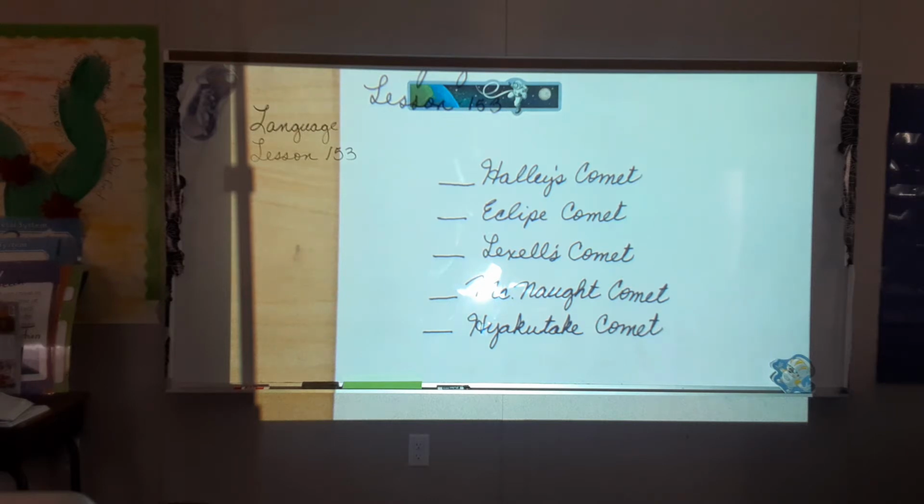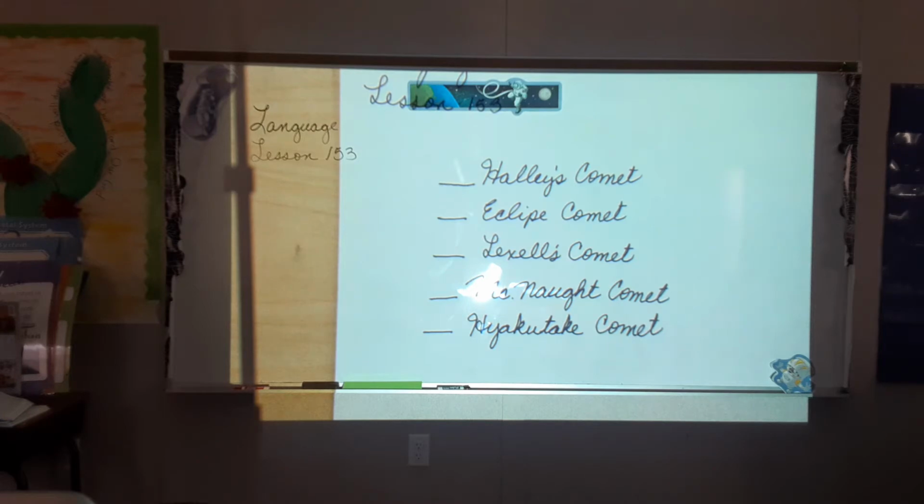Now, putting words in alphabetical order. Today we will put names of comets in alphabetical order. A comet is a ball of ice and dust that orbits the sun. Its tail is made of gas and dust. The gas and dust that is liberated is from the melting ice. Some comets pass the Earth once every 1,000 years, but others pass more often. A comet is an exciting and beautiful thing to see in the sky.